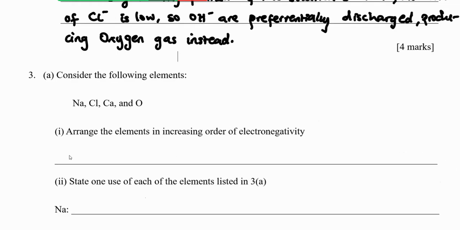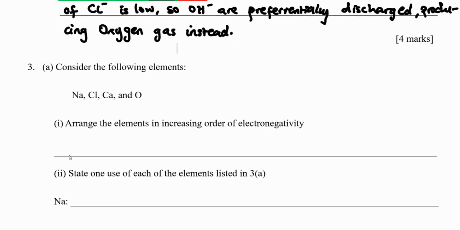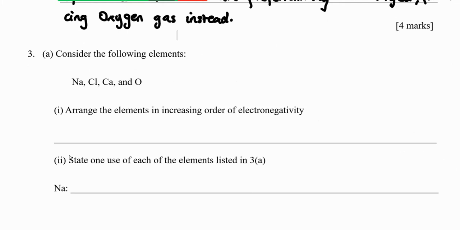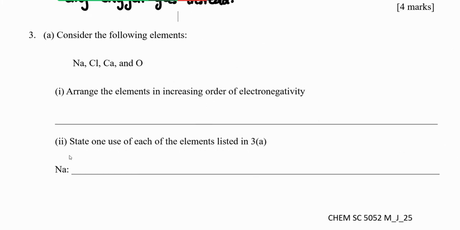Now the next question says, consider the following elements. We have sodium, chlorine, calcium, and oxygen. Arrange the elements in increasing order of electronegativity. So electronegativity increases from left to right of the periodic table. Metals are very much the least electronegative. So we have sodium first, less than calcium, less than oxygen, and less than chlorine.